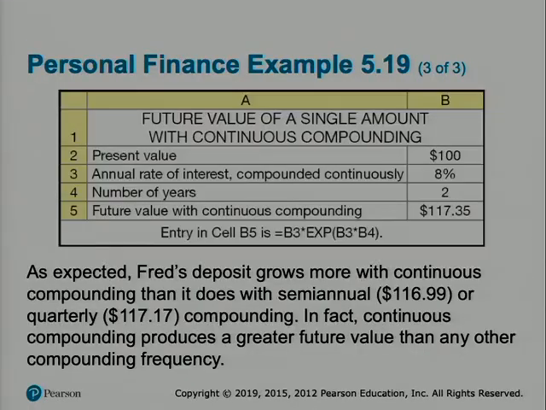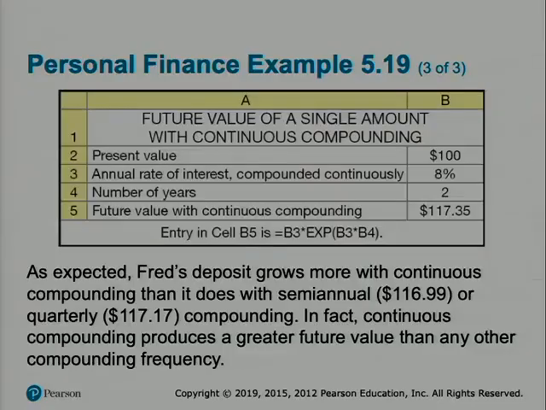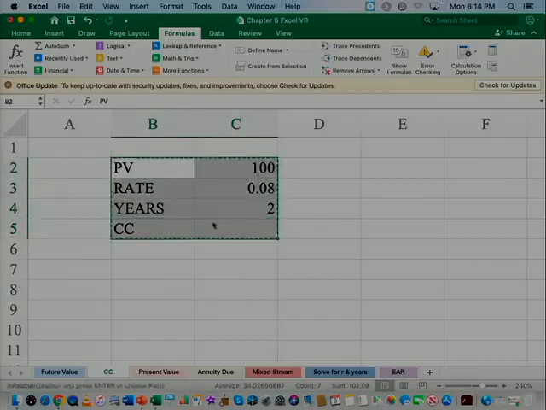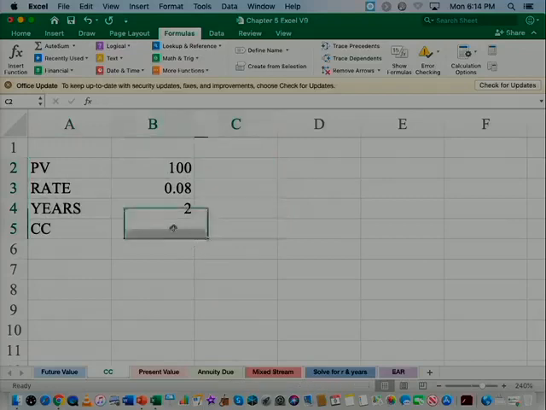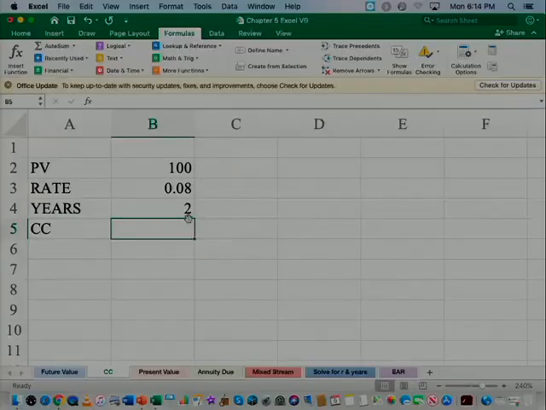So then the continuous compounding, we're going to do B3. Oh, you know what? Let me put this in the same vectors as that problem. All right. So it's going to be B3 times EXP of B3, B4.